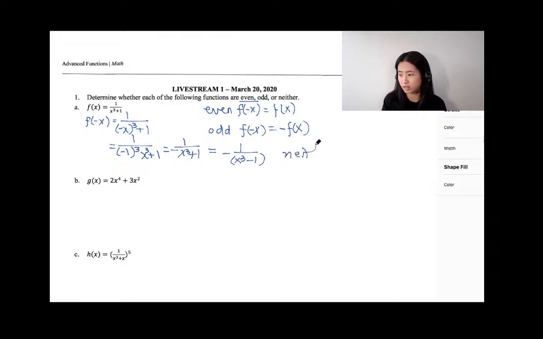And why is it neither? Well, if you look at your function, your f of x originally is 1 over x cubed plus 1. And this negative sign right here, if it's odd, that means you're going to have this negative sign outside, but you need to exactly have the same function, which is f of x, right? But is it the same function? No, because you have a negative 1 here as opposed to plus 1. That's why it's neither. Okay, hopefully that makes sense. Moving on to part B.